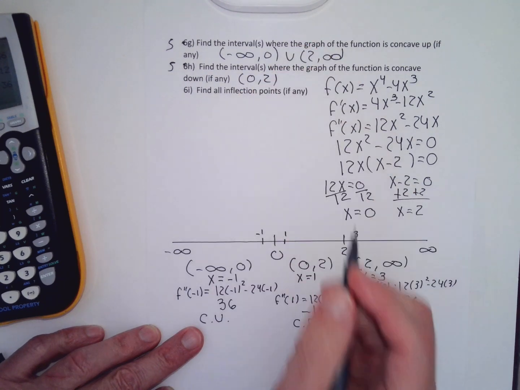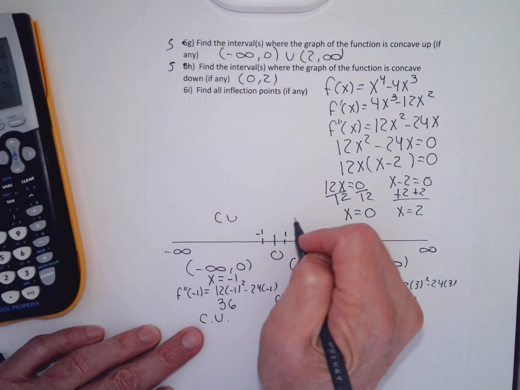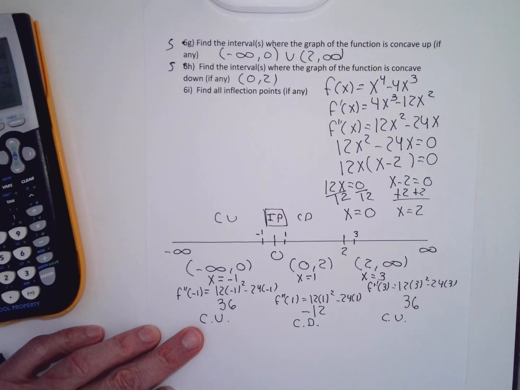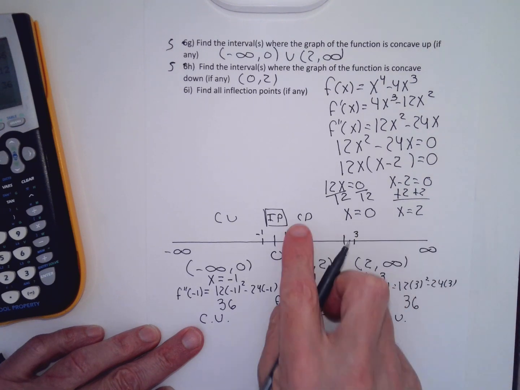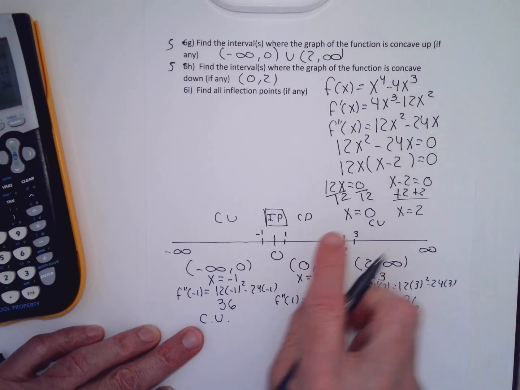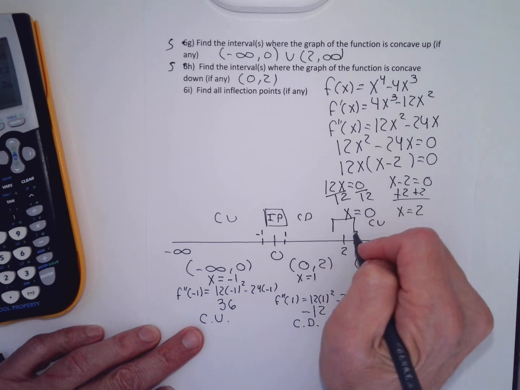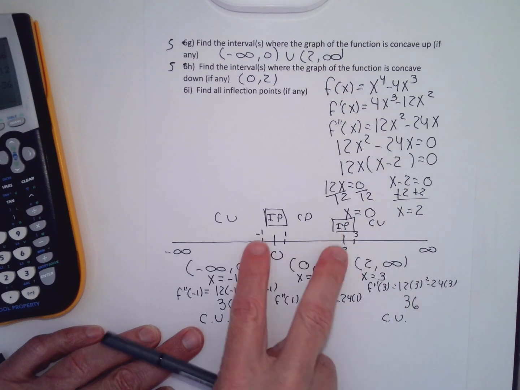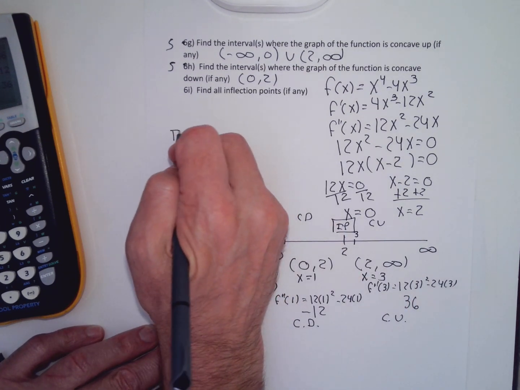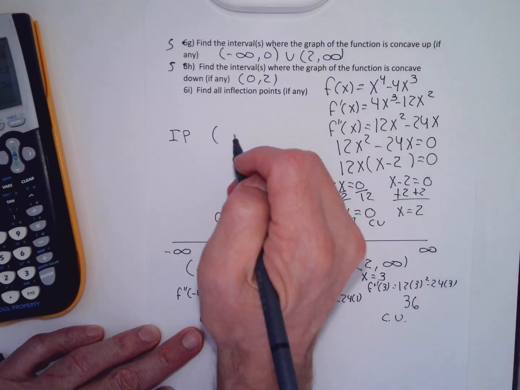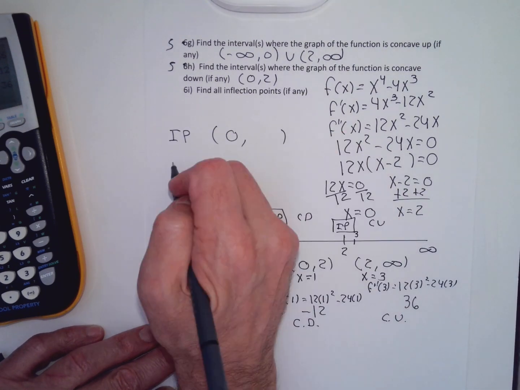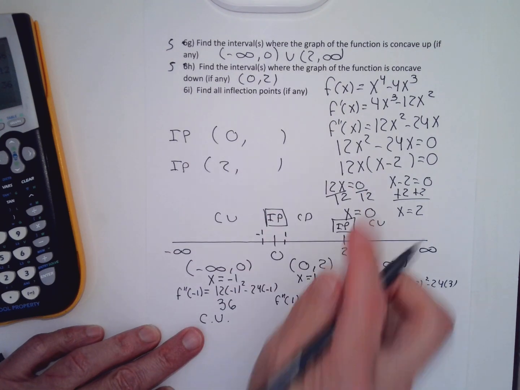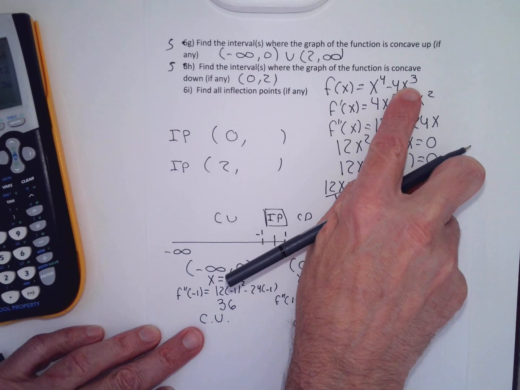So I have 2 inflection points because here it goes from concave up to concave down on either side of 0. So 0 is the x coordinate of an inflection point. And then between the second interval and the third interval, it goes from concave down to concave up. It means I have another inflection point. So because the graph is changing concavity, I get 2 inflection points. So one of my inflection points is 0 comma some number, and the other inflection point is 2 comma some number. And I need to get that number by plugging into the original function.